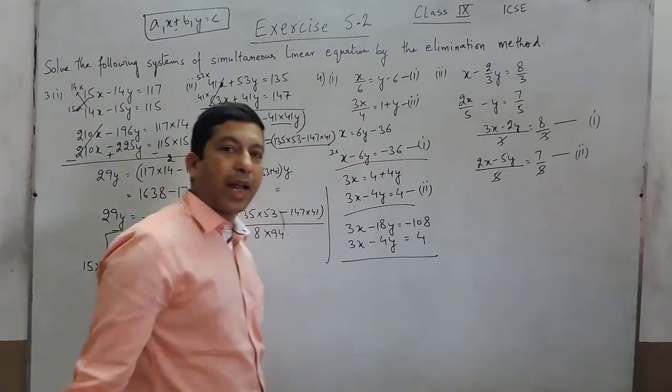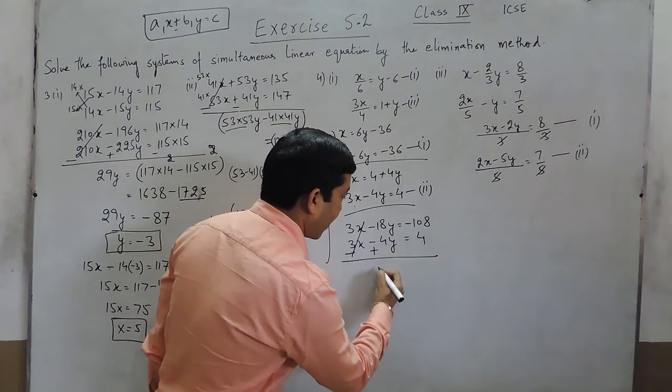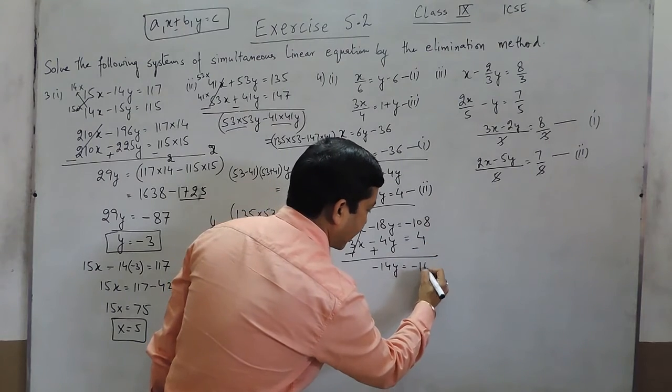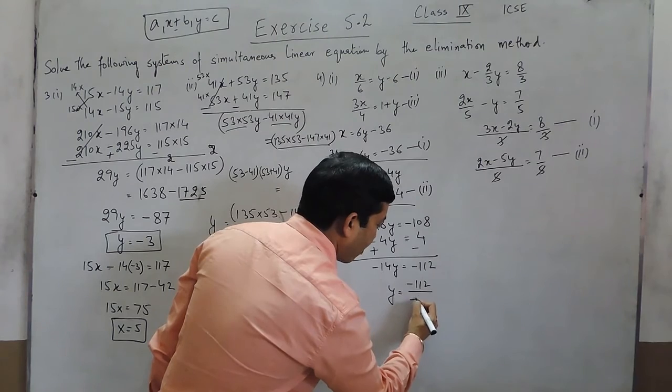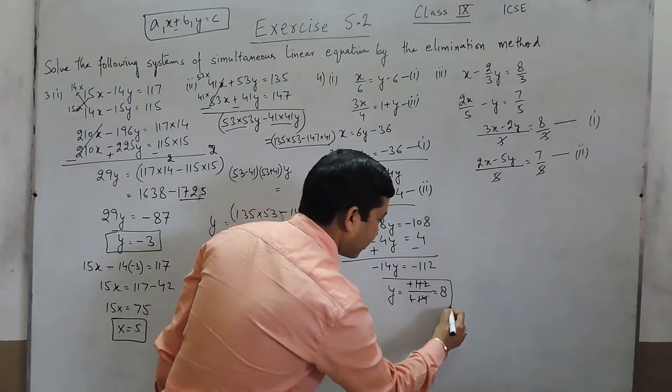So we need not multiply by any number. When we subtract, it can be cancelled out. It is plus, so minus 14y is equal to minus 112. So the value of y will become minus 112 upon minus 14. Cancel it out, it comes out to be 8.